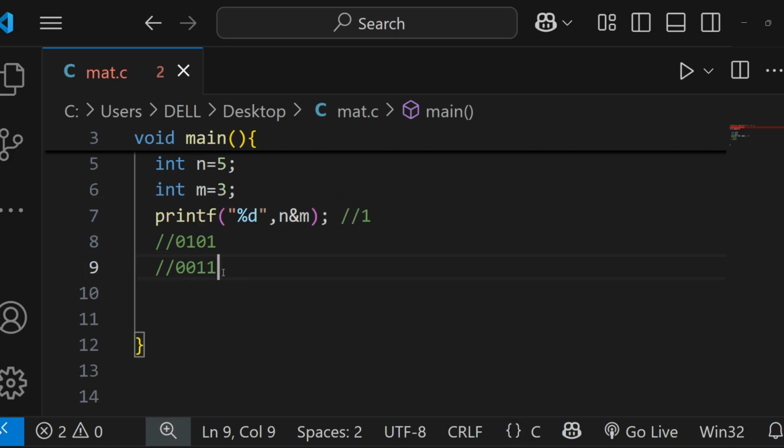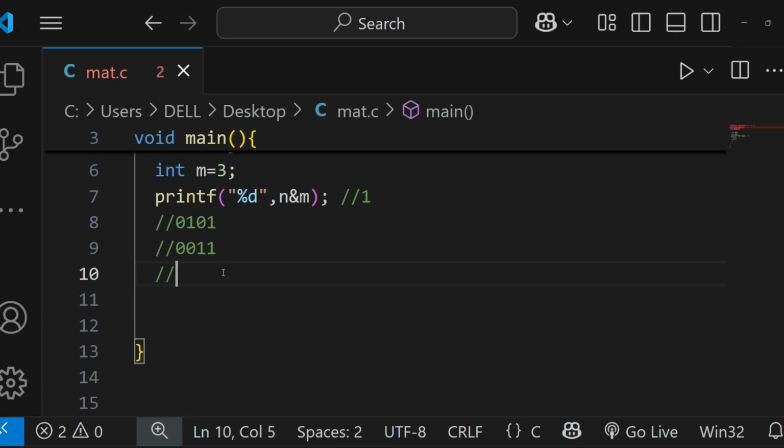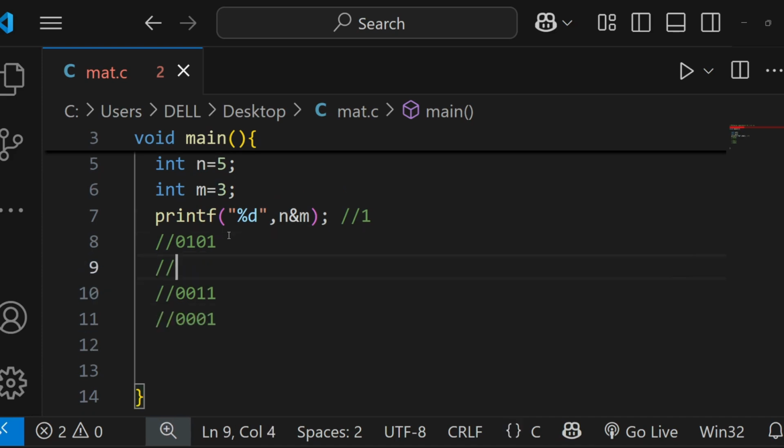So what will be the result here? It says 0 and 0 will be 0, 1 and 0 will be 0. It's basically a multiplication here. 0 and 1 will be again 0, and 1 and 1 will be 1. So this is the answer for bitwise AND. It's not a logical operator, it's a bitwise operator. So bitwise is based on the bits. These are the bits, 0 and 1 are the bits.